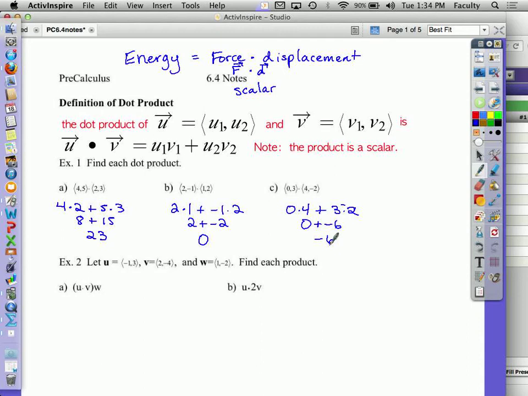Now, in example 2, we've got 3 different vectors, u, v, and w. It says find each product. Now, before you start this one, I want to make sure that we're always keeping our thinking caps on. Sometimes we can go on autopilot and we're not thinking anymore. Now, I want you to think a moment. If I do u times v, or do the dot product, what comes out of the dot product? A scalar. And then I'm going to take a scalar times a vector. What comes out of that? A vector. So when you multiply 3 vectors like this, we're going to get a vector.